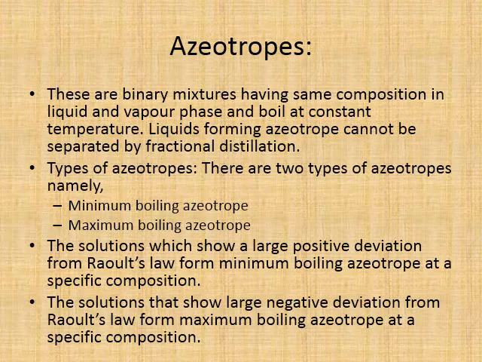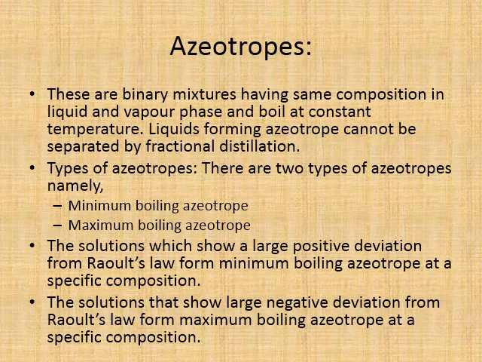What are azeotropic solutions? These are also binary mixtures having the same composition in liquid and in vapor phase, and they boil at a constant temperature. Liquids forming azeotropes cannot be separated by fractional distillation. This is their important property.